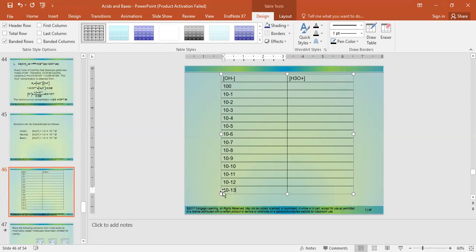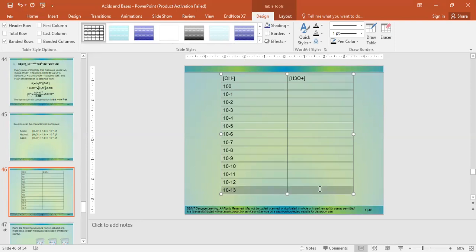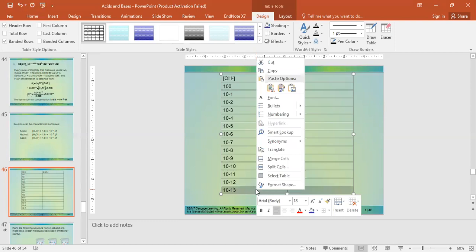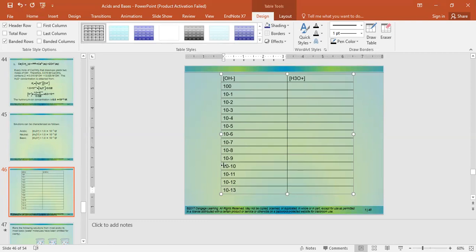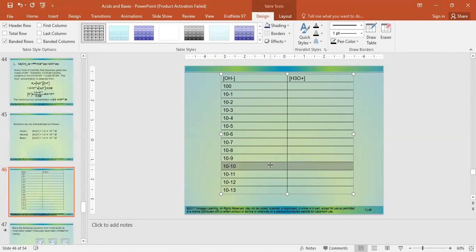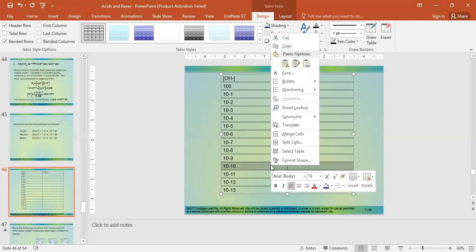Let me add one more column here to my table. Or where is insert? Giving me the option, let me just select any of these and ask it to insert. Why is it not inserting?